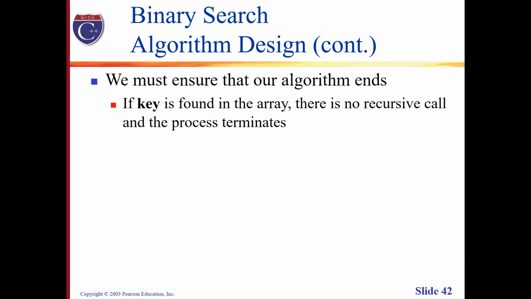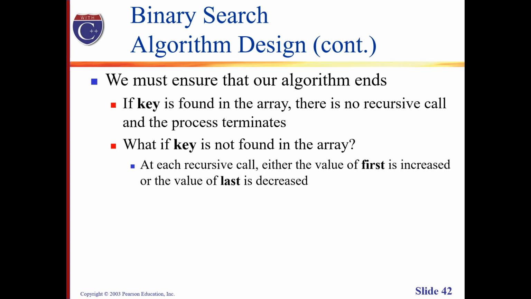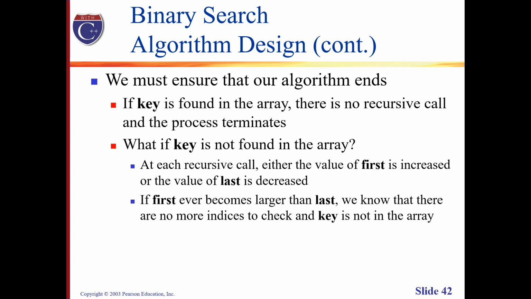Of course, we must ensure that our algorithm ends. If key is found in the array, there is no recursive call and the process terminates. But what if the key is not found in the array? At each recursive call, either the value of first is increased or the value of last is decreased. If first ever becomes larger than last, we know that there are no more indices to check and the key is not in the array, therefore, found is false.